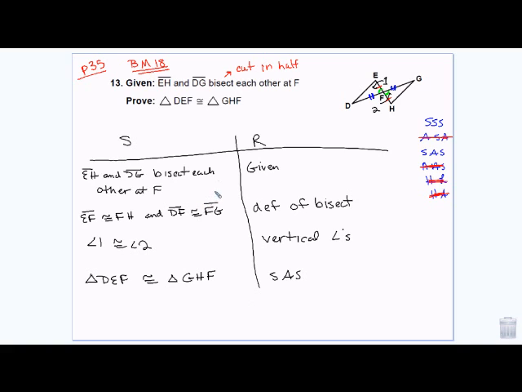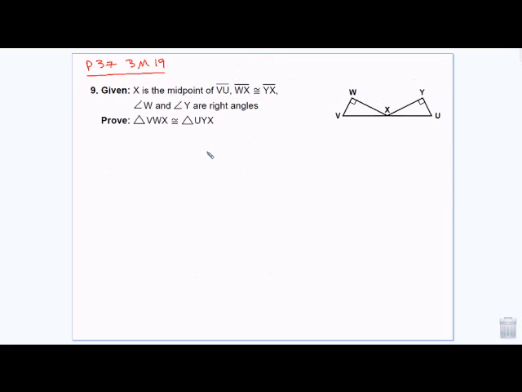I'm going to do a couple of them from benchmark 19 as well. So go ahead and turn to that page. Okay, so now we're on benchmark 19, which is page 37, and I'm going to do number 9. So we have a lot of given statements here. So let's go ahead and do our statements and our reasons.